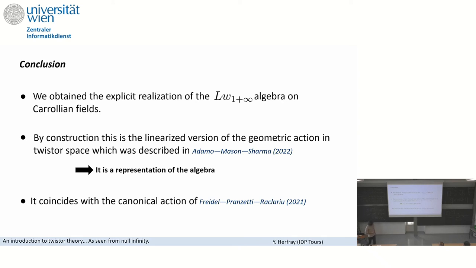So that was the outcome of this work, that we could obtain an explicit realization of this LW1 plus infinity algebra on Carrollian fields. It's on linearized theory. By construction, this realization is a linearized version of the action of the symmetry on the self-dual sector, as explained in Adamo-Mason-Sharma. And it is automatically a representation of the algebra. And we could also check, in retrospect, that it coincides with the canonical action of Laurent, Daniele, and Amari. Thank you.